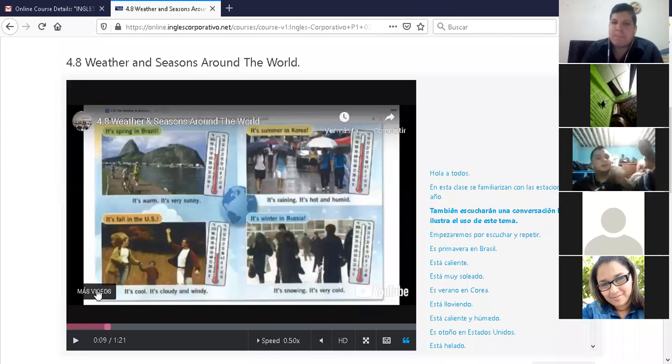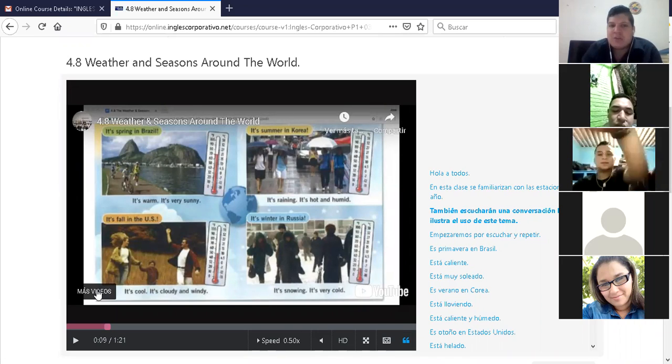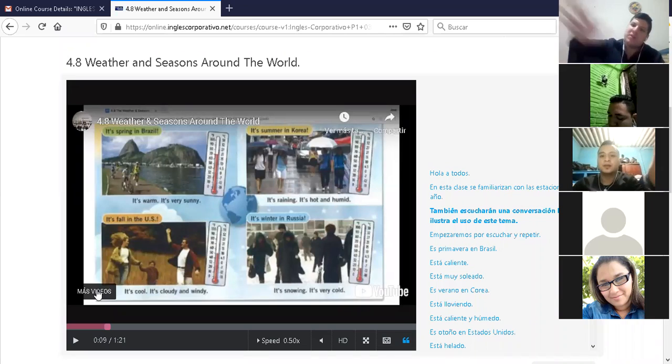And windy. Wind es viento. ¿Qué creen que es entonces windy? Si cloud es nube y nublado se dice cloudy, wind es viento, ¿cómo creen que significa windy? Windy es que hay mucho viento. In El Salvador, it's windy in October, November. Los vientos de octubre. Windy, hay mucho viento. All right?